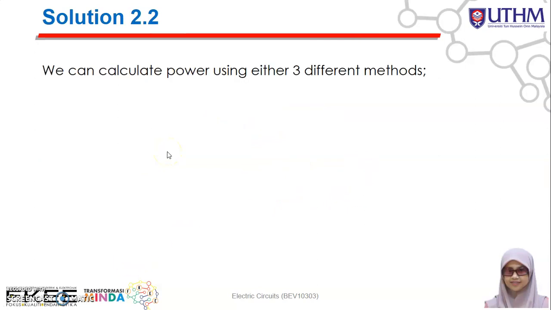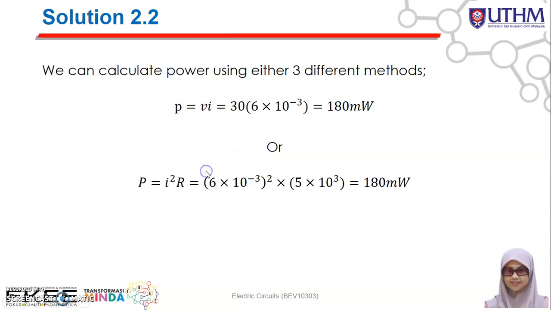Finally, you need to calculate the value of power. You can calculate the power using three different methods. The first method, you can use the formula P is equal to V multiplied by I. Or you can use P is equal to I squared R, since you have the value of R and I. Or you can also use the formula P is equal to V squared G. From here, V is equal to 30 volt and I is equal to 6 milliampere, so you can get the value of 180 milliwatt. By using this formula, you get the same value, 180 milliwatt, and with this formula you also get the same value.